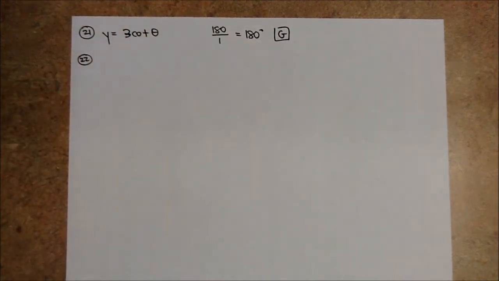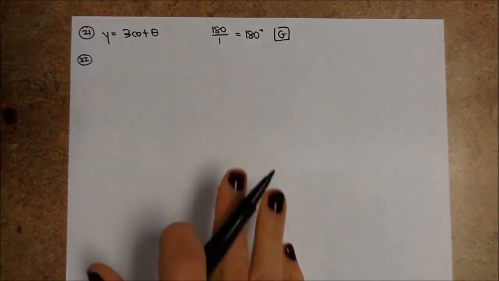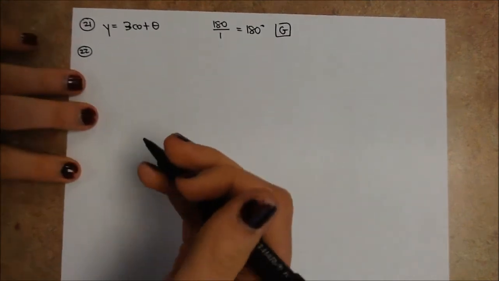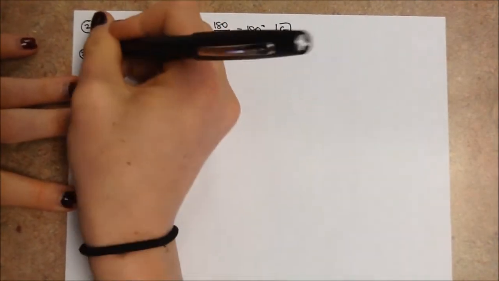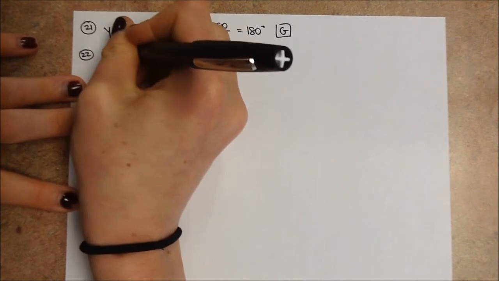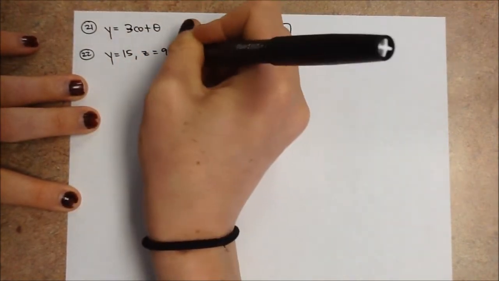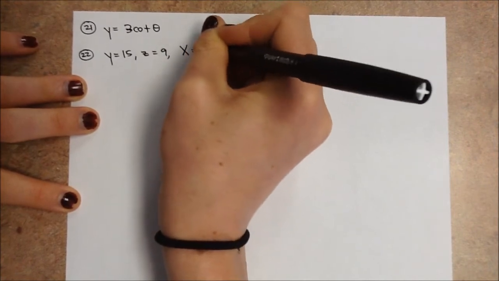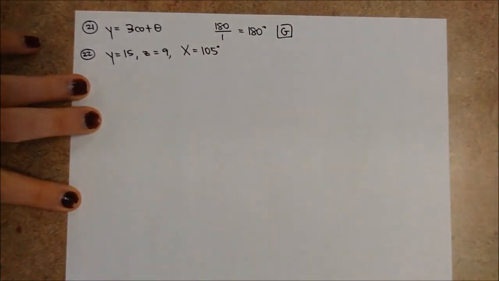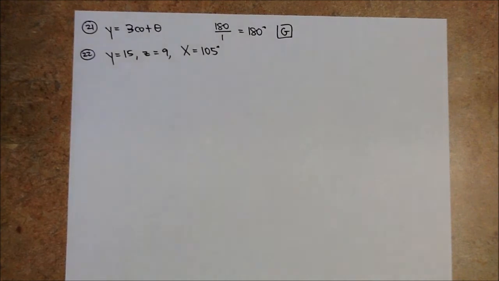Okay, handful more here. Number 22. We have a bunch of pieces here. We've got a triangle XYZ. Side Y is 15. Side Z is 9. And angle X, capital X, is 105 degrees. First determine whether it should be started with sines or cosines. Law of sines is probably the easier of the two, so you want to use that if you can.